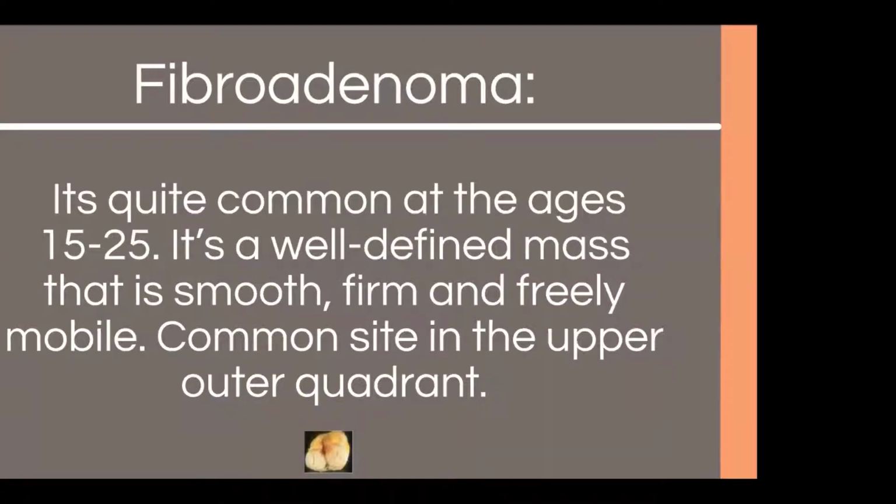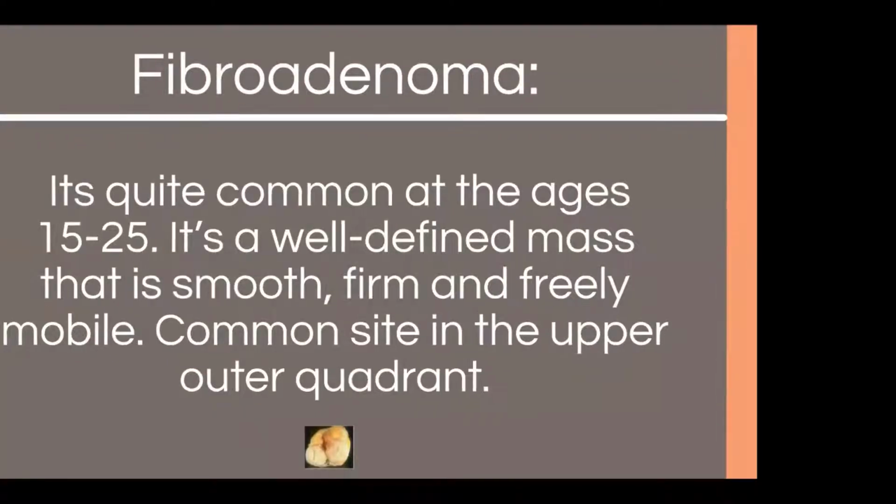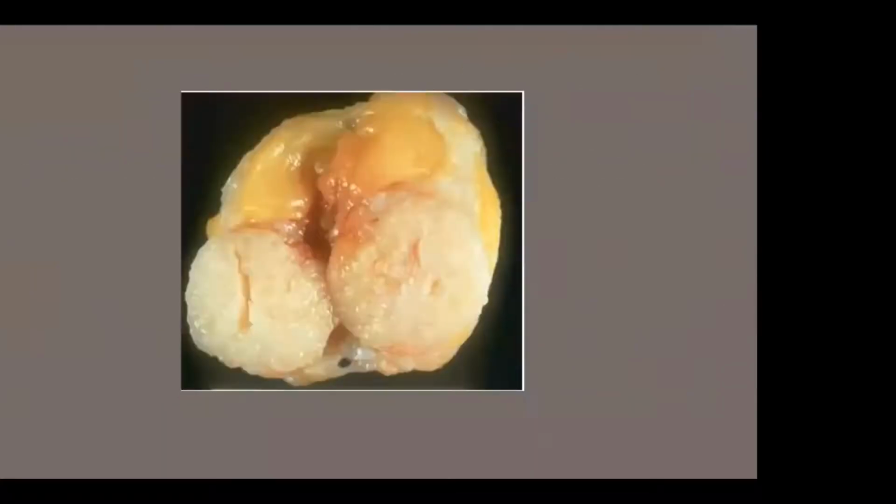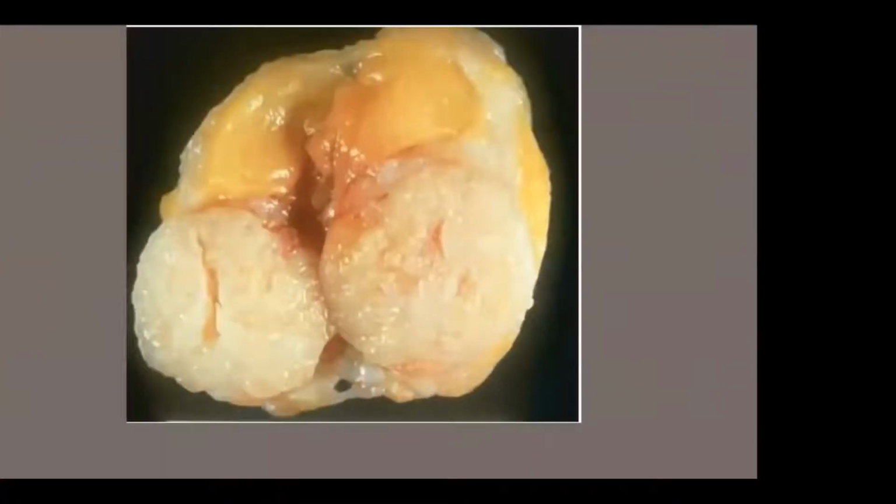If the mass is less than 4 centimeters, we reassure your patient and do a follow-up just in case the mass increases in size. If it's more than 4 centimeters, you have to do an excision. Over here in the picture, you can see that it has a smooth outline and a thick capsule. It can be bilateral and it can come in multiple masses.